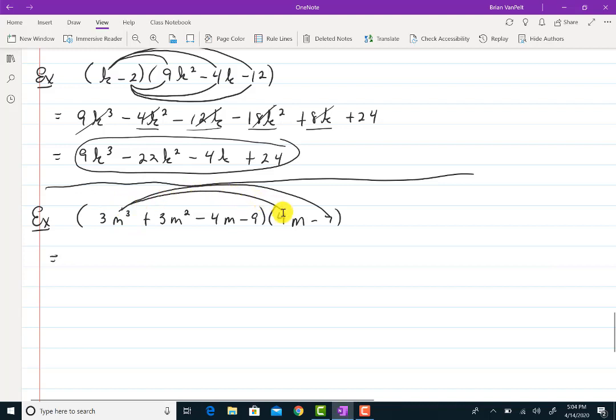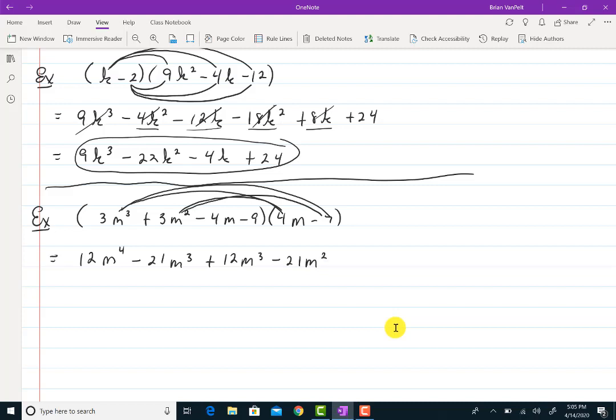3m cubed times 4m will be 12m to the fourth. And then I'll have 3m cubed times negative 7. That will be negative 21m to the third. Now I move on to the next item here. It's kind of hard to see as I do this, but I'm going to take it times the first item. That will give me 12m cubed. And then I'm going to take it times the negative 7. So that will give me negative 21m squared.